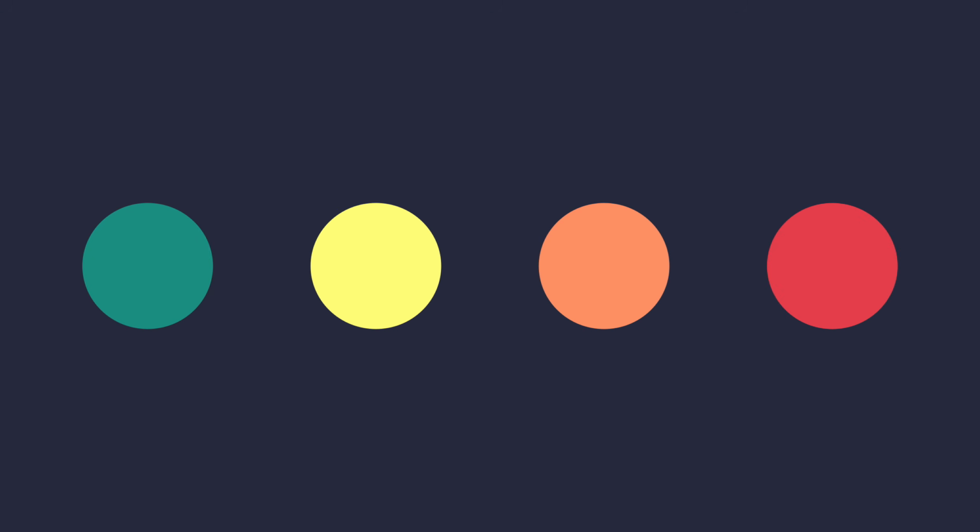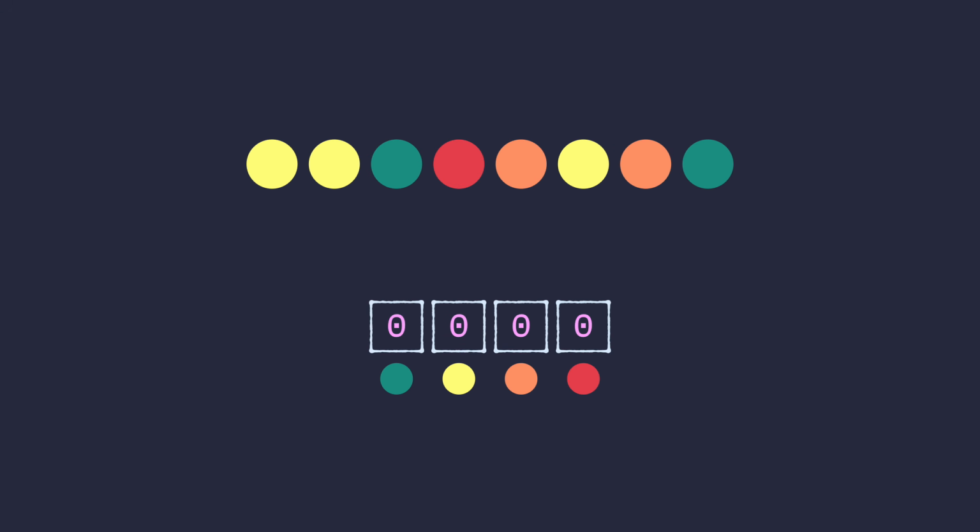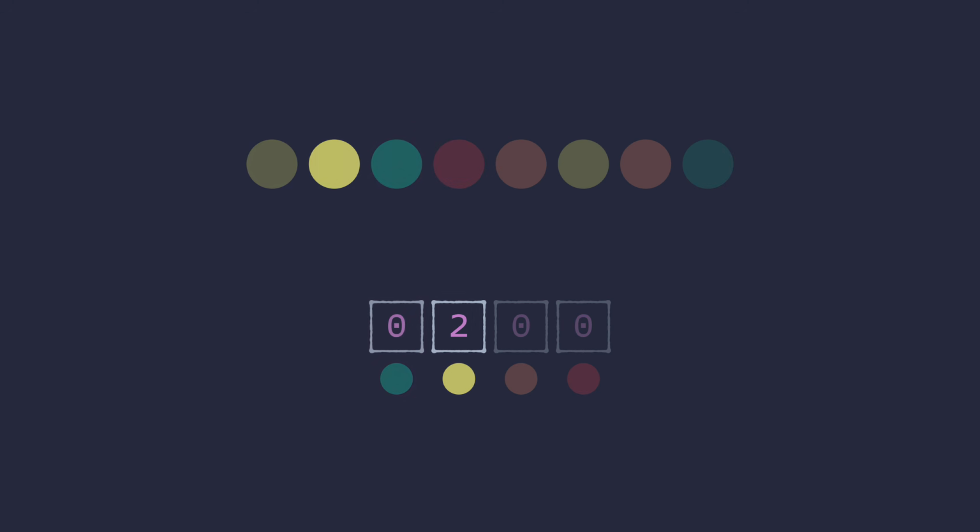We have a collection of colors to be sorted, and let's say the ordering of colors is as follows: green, yellow, orange, and red. So we're expecting the result to look like this. The first step is to build a frequency array where we count how many times each element has occurred. In this case, we record the number of times each color is seen in the input.